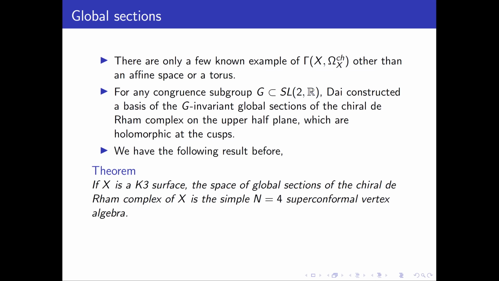We have the following result before. If X is a K3 surface, the space of global sections of the Calabi-Yau complex of X is the simple N equals 4 superconformal vertex algebra with central charge c equals 6. So, in fact, using this result with the Calabi-Yau duality theorem, we can decompose the algebra of the K3 surface into the characters of the N equals 4 superconformal vertex algebra.